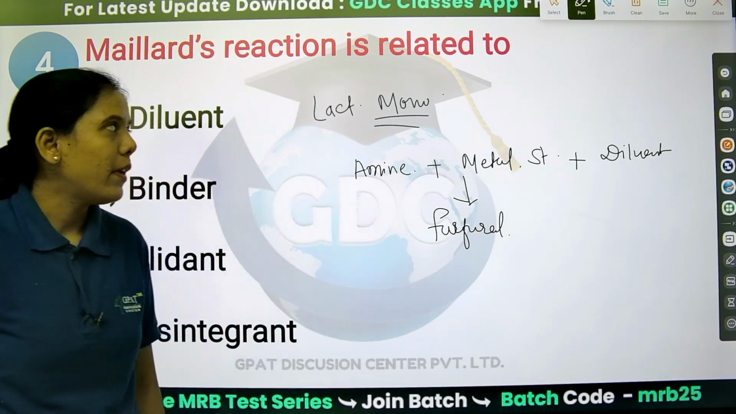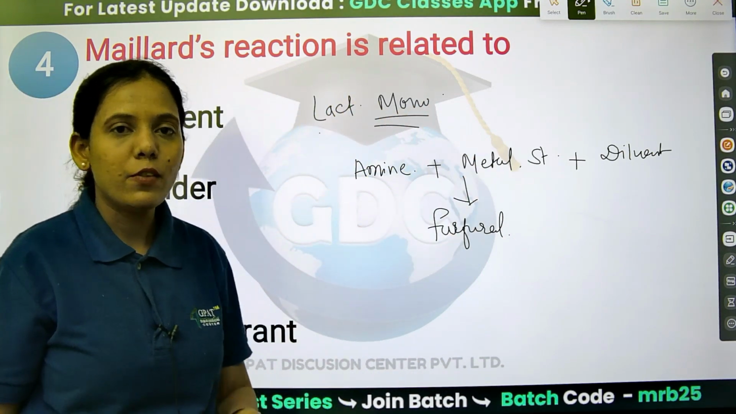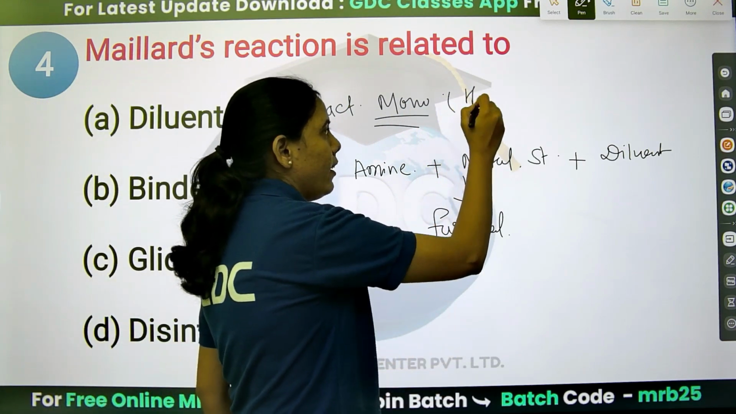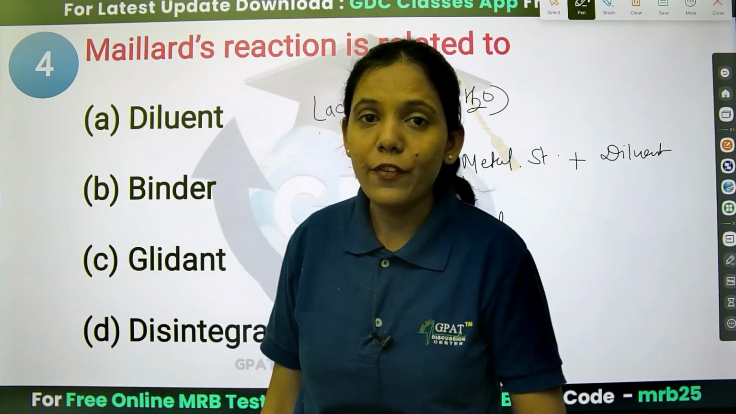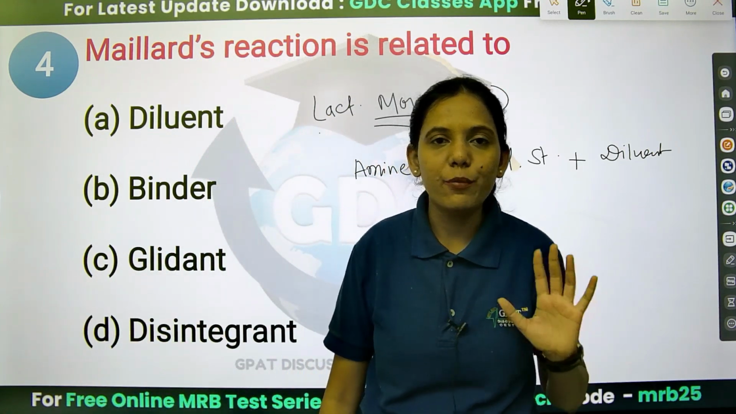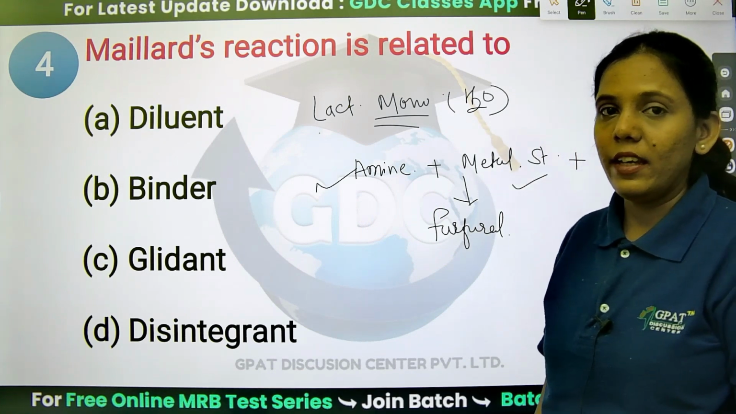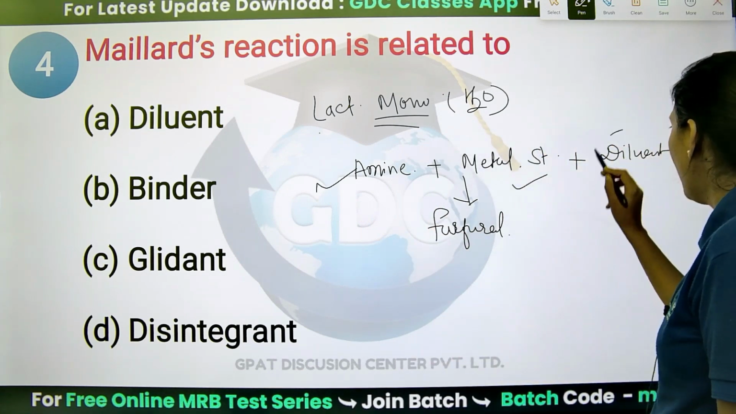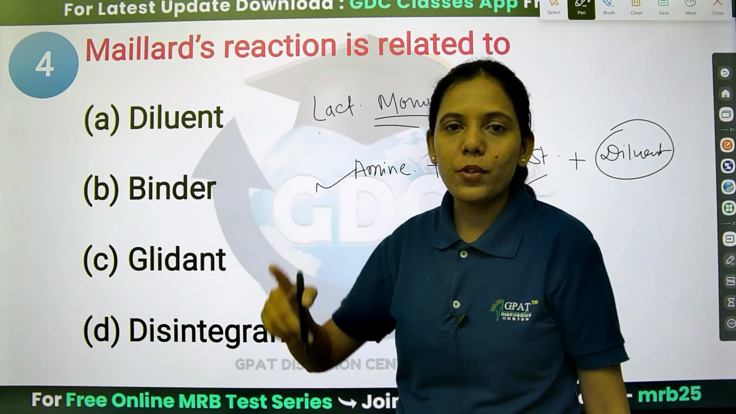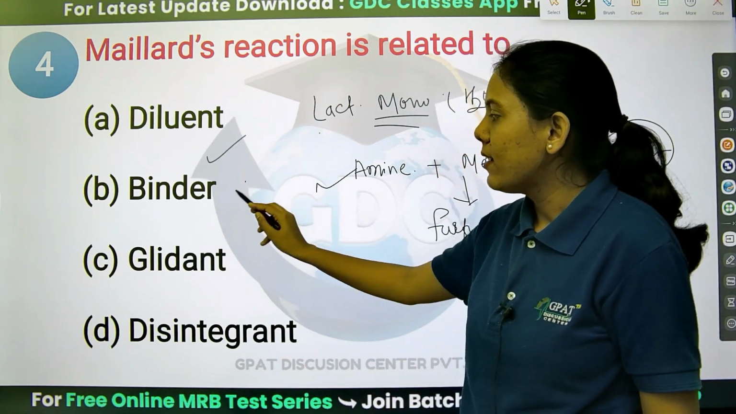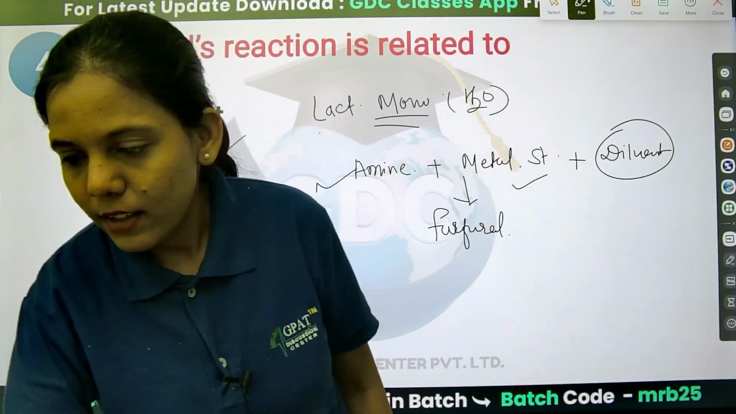Okay, so remember, if lactose monohydrate gives Maillard reaction, lactose monohydrate means what? Water molecule is present. So simple trick is, if water molecule is present, it gives Maillard reaction. If water molecule is not present, it does not give Maillard reaction. Okay, but remember, amine containing drug in the presence of metal stearate undergoes the reaction, that is diluent or filler. Okay, let's see the options. The very first option is diluent. So option A is the right answer. Binder, glidant or disintegrants, they are not there. Okay. So option A is the right answer.